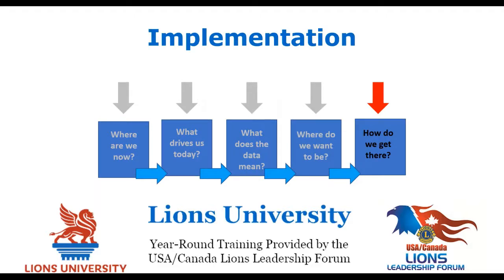And our final step is to look at the implementation method. And in this step, we're going to ask the question, how do we get there? This step helps give us the roadmap that we can create for the actions that we'll take to reach our future state.